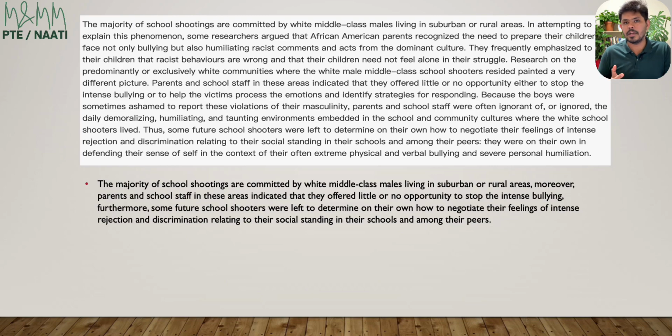So while writing the summary, you can simply exclude these sentences from your summary, and whatever is left over and you feel that yes, this sentence is something that tries to help me in understanding what this passage is all about, is your main idea. So if I go through the very first sentence, the majority of school shootings are committed by white middle class males living in suburban or rural areas. The very first sentence I feel was something that gives me information of what they have discussed in the passage. So I have included that.